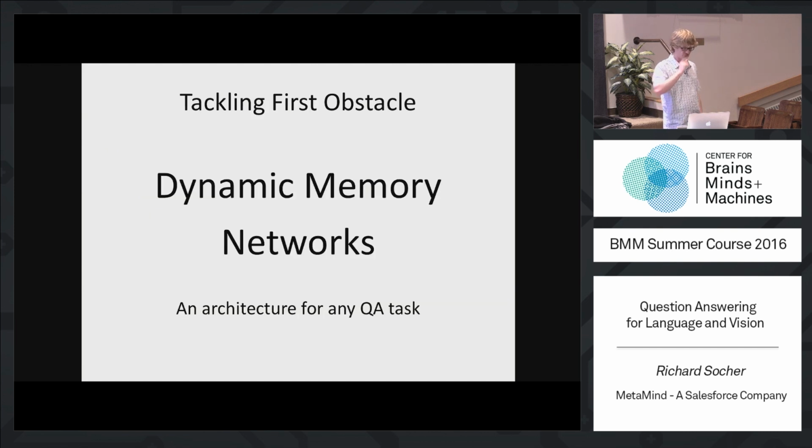Now, in this talk, I'll basically tackle just the first obstacle, which is to try to find a single architecture where we are still allowed to change the hyperparameters in a variety of ways, but at least have a single model that gets consistently state-of-the-art accuracies across a wide range of different tasks. And that's exactly what led us to this dynamic memory network.